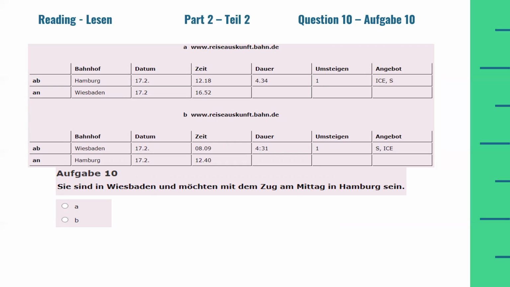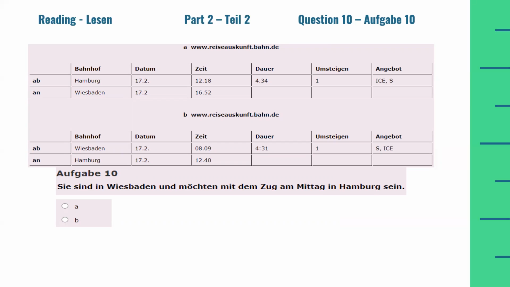Now let's move to question number 10, which is the last question of the second part in the reading section of the A1 exam. Let's first read the statement or the question. Sie sind in Wiesbaden und möchten mit dem Zug am Mittag in Hamburg sein. You are in Wiesbaden and you would like to be in Hamburg at midday and you would travel with the train. So here we are given two different train connections.